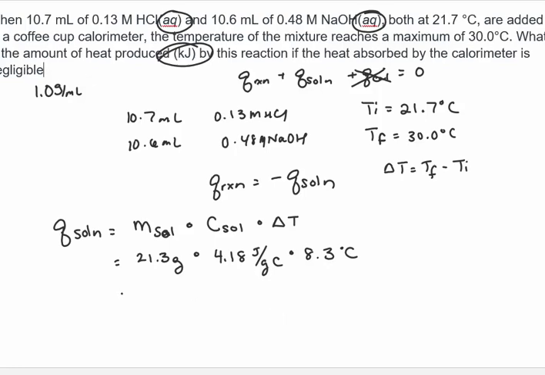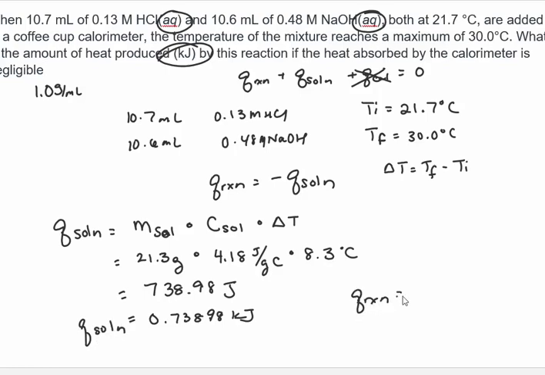Multiply all of those things together, and I get 738.98 and then more digits, joules. Now we're told kilojoules, so 0.73898 kilojoules. That is the Q of my solution. Now the negative Q of my solution is the Q of my reaction.